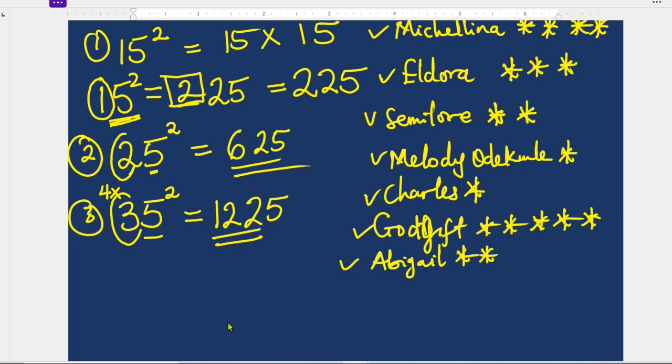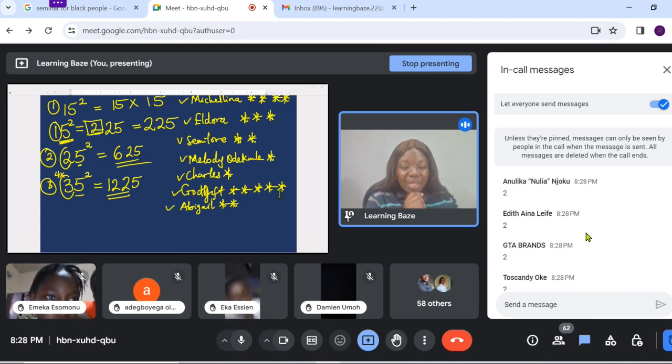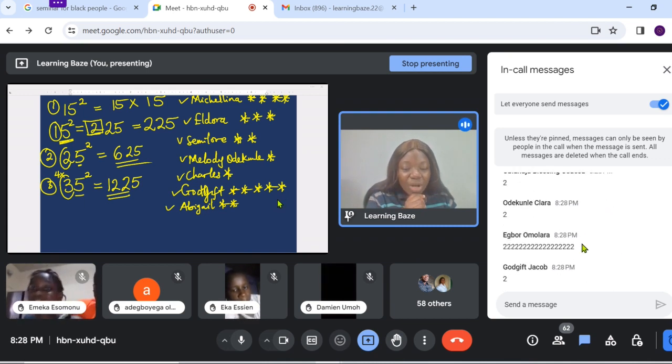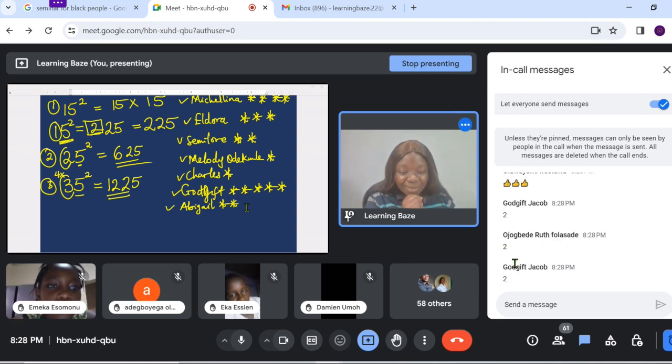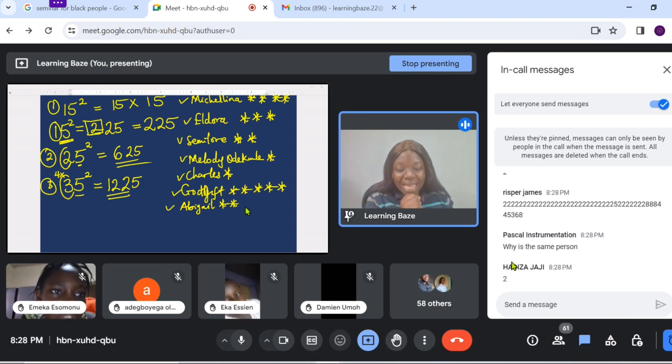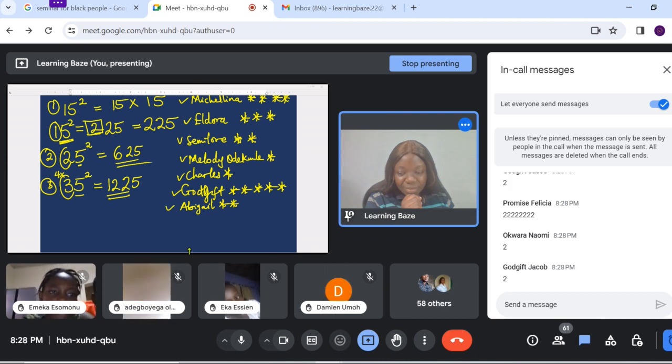Okay, now for the last question for this class, I'm giving out 3 stars. For the last question for this class tonight, I'm giving out 3 stars. If you're ready, type number 2 in the comment section. Okay, let me make it 4 stars. 4 stars for the last question. Let's see who's going to get the golden trophy tonight. Type number 2 if you're ready. 4 stars for the last question.